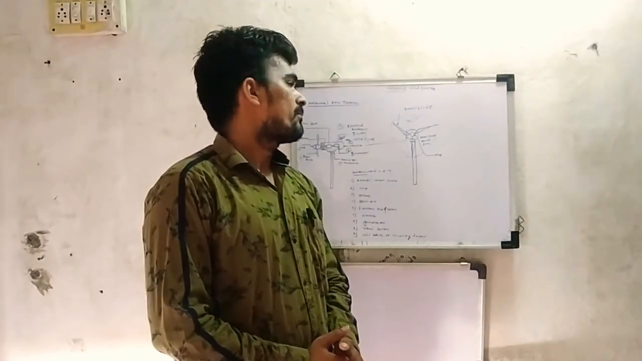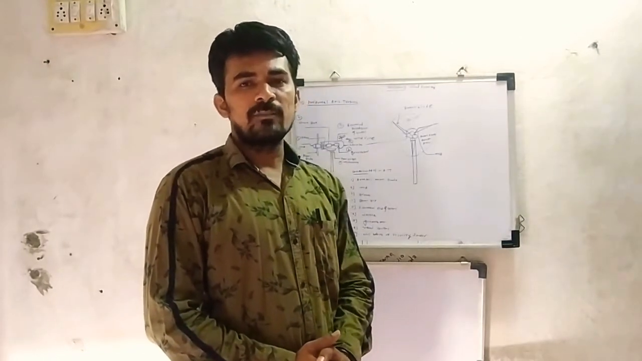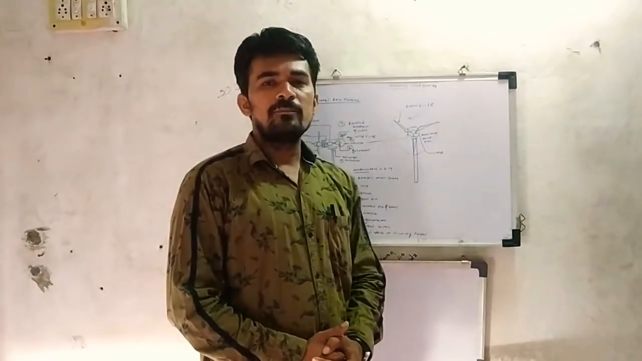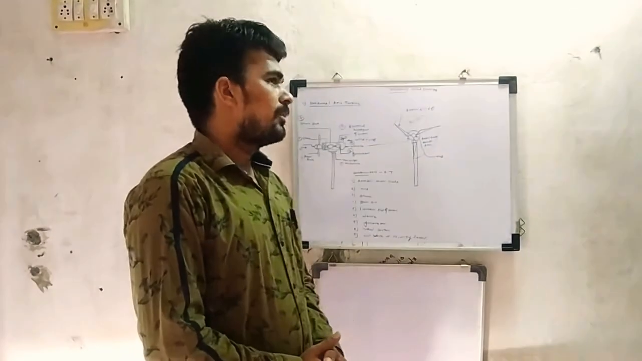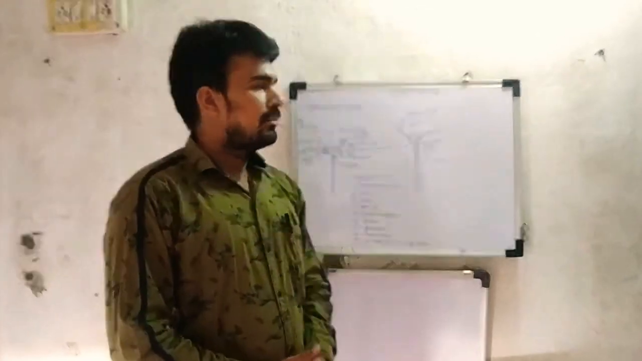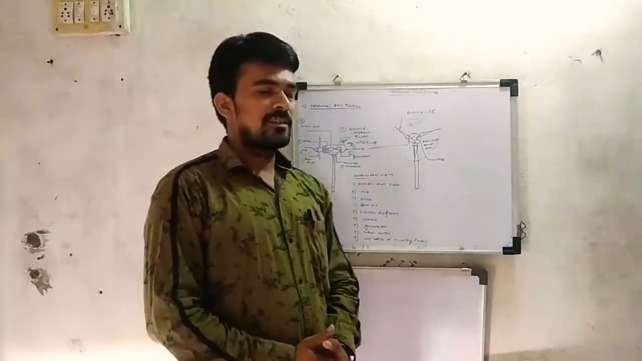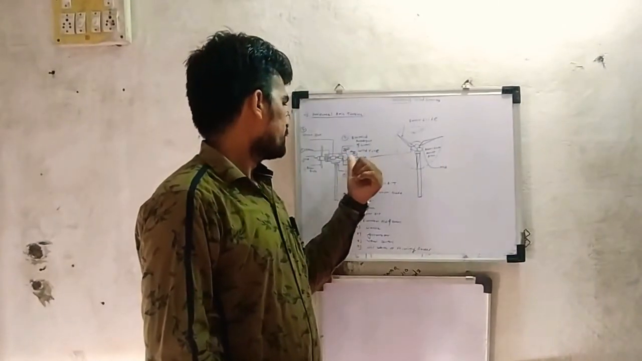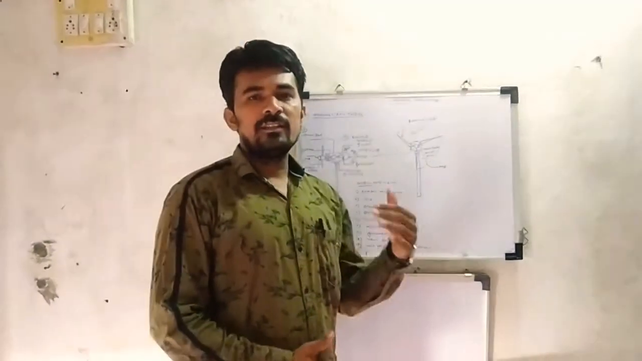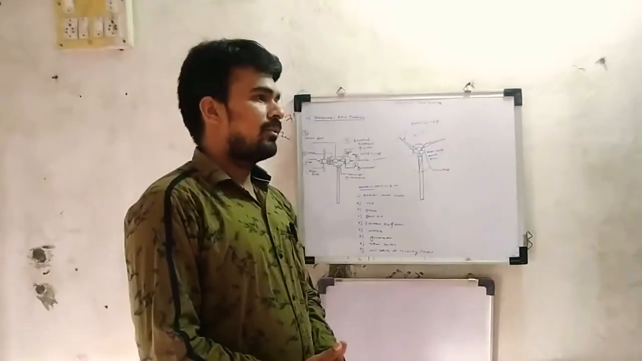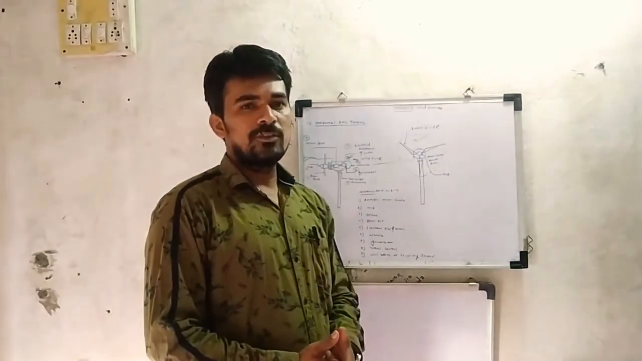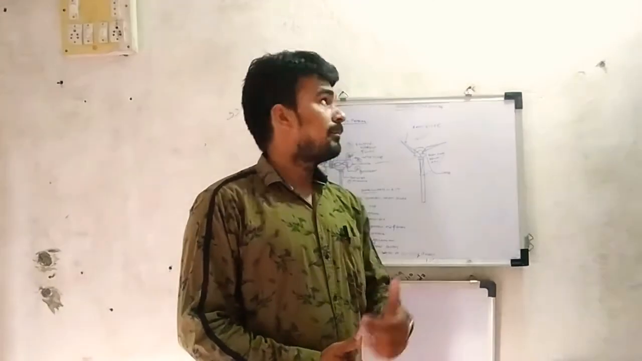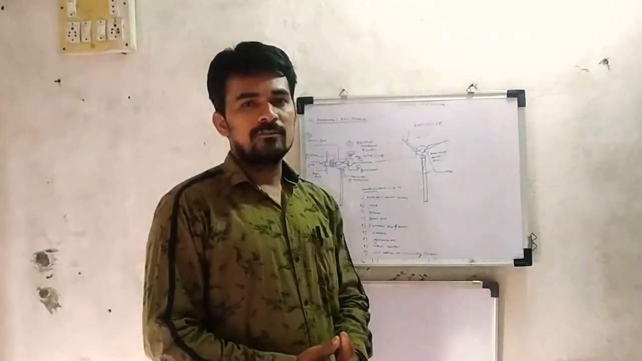So let us see, there are two types of wind turbines mostly used in our country. The first is the horizontal axis turbine and the second is the vertical axis turbine. Let us see what is meant by the horizontal axis turbine. The name itself indicates that components such as the generator, gearbox and blades are placed in a horizontal position across the tower. That's why it is named the horizontal axis turbine.